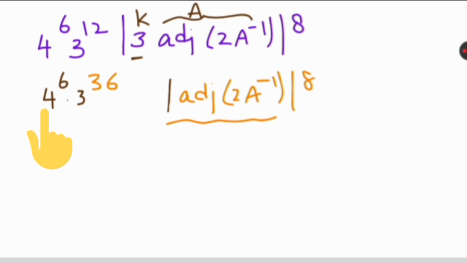Here we have 4 raised to the power of 6. This 4 we can write as 2 raised to the power of 2, whole raised to the power of 6. So 2 raised to the power of 2 whole raised to the power of 6 turns into 2 raised to the power of 12.